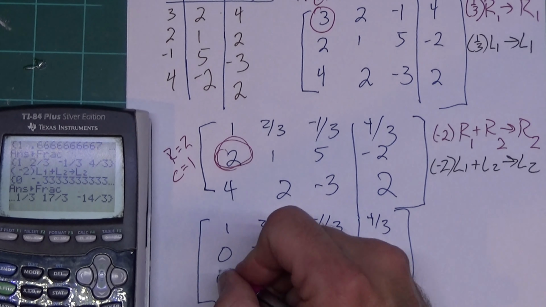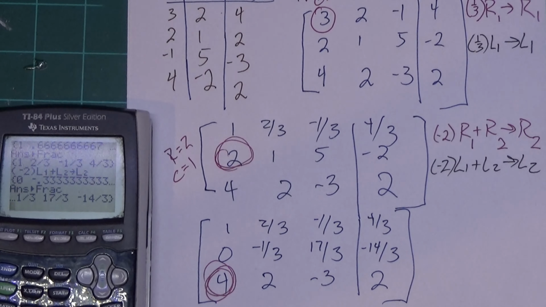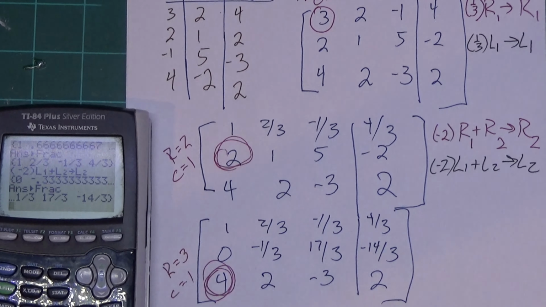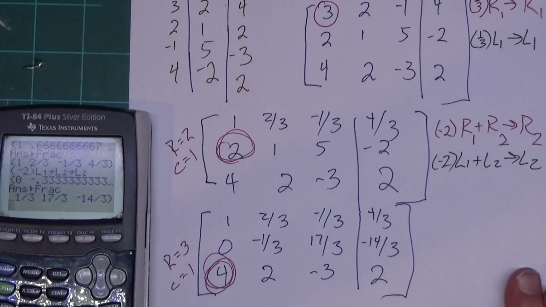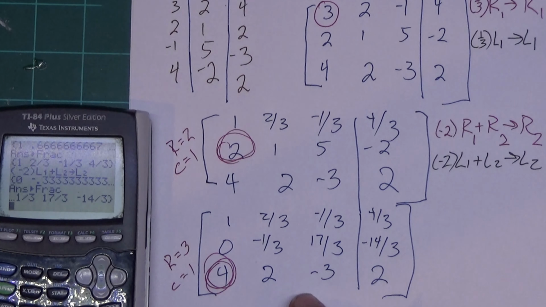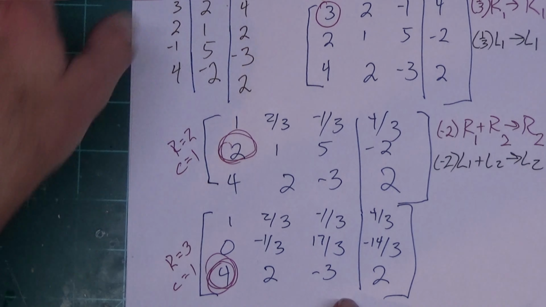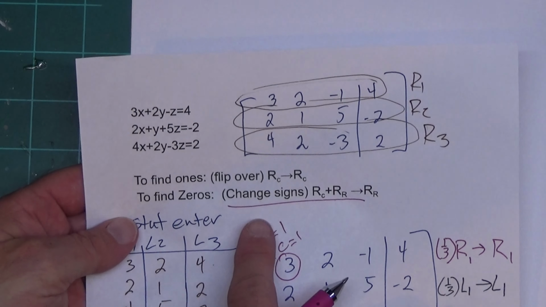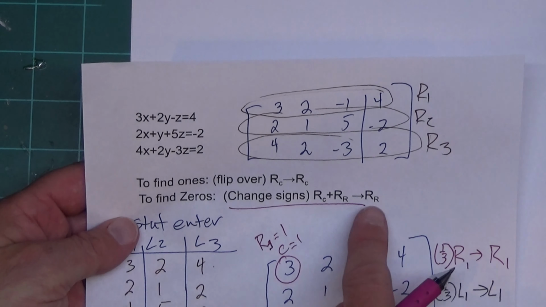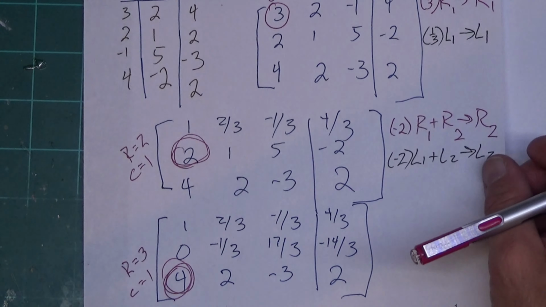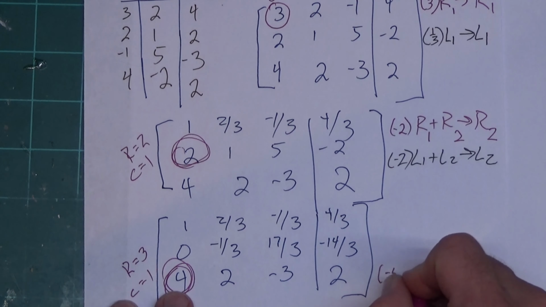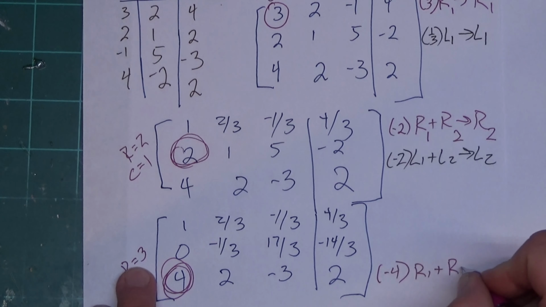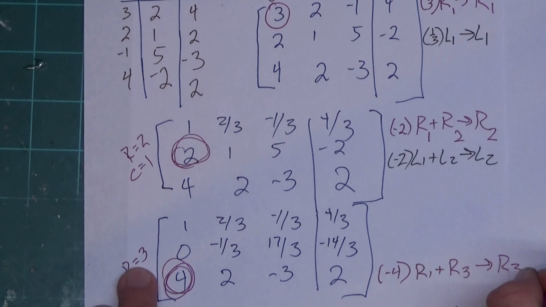So I want to go to this spot now. Okay? And that's in row 3, column 1. Everyone follow? I want to get a 0 out of it again. So if I take my paper and show it to you all again, remember zeros are change signs. RC plus RR arrow RR. So I want to change the sign of that, make it negative 4. The C is 1, so it'll be R1 plus my R is 3, R3 arrow R3.